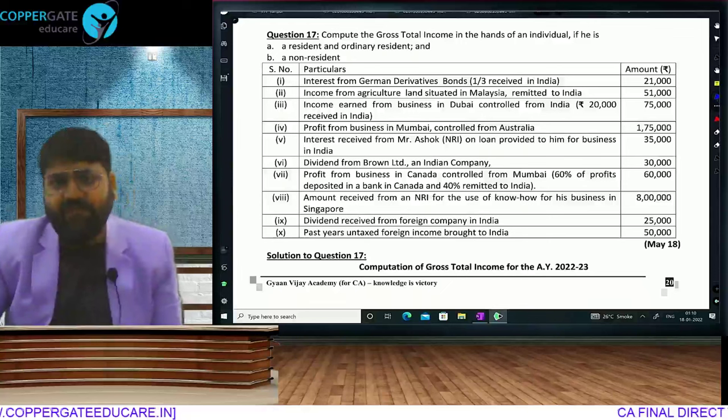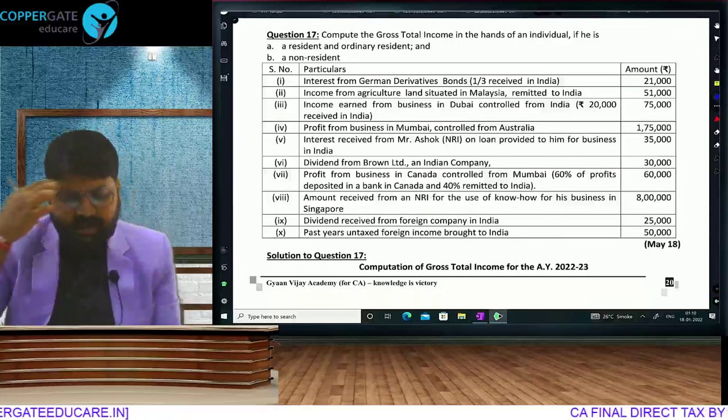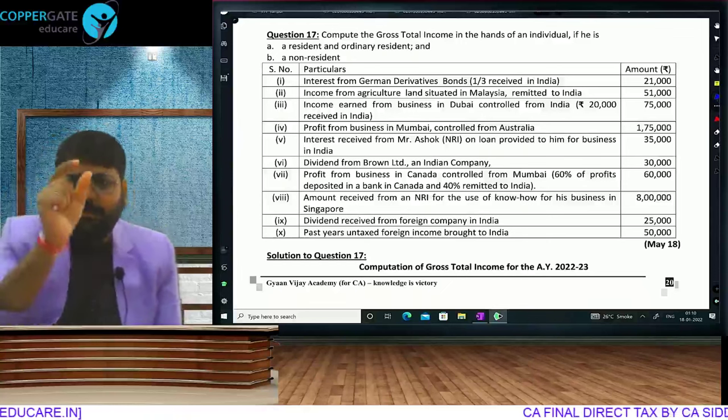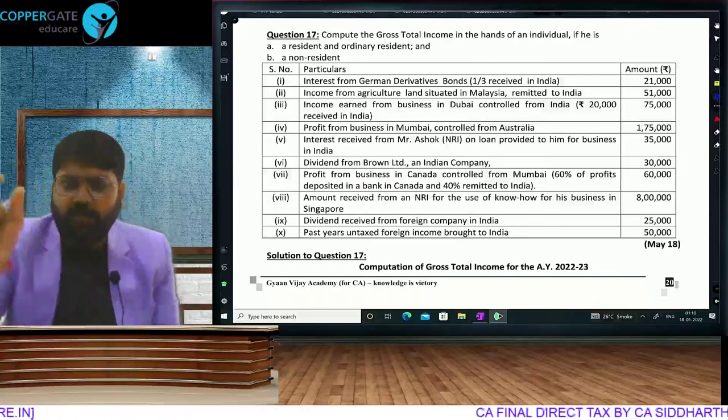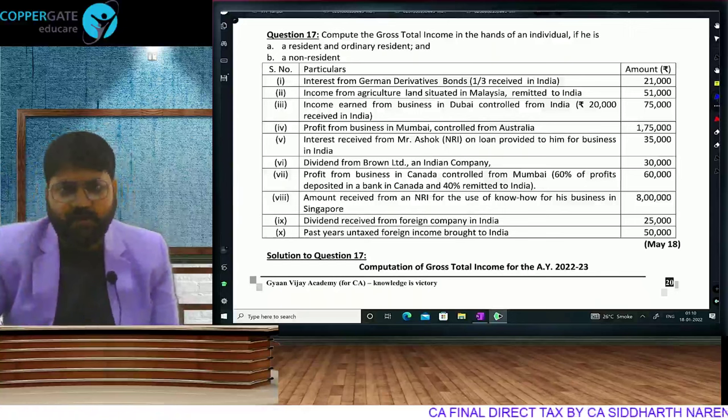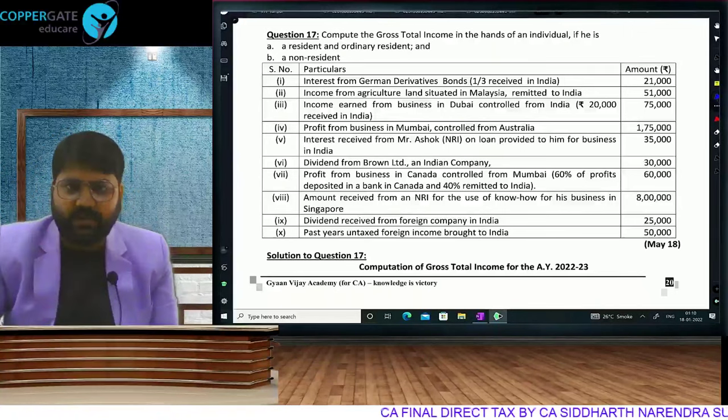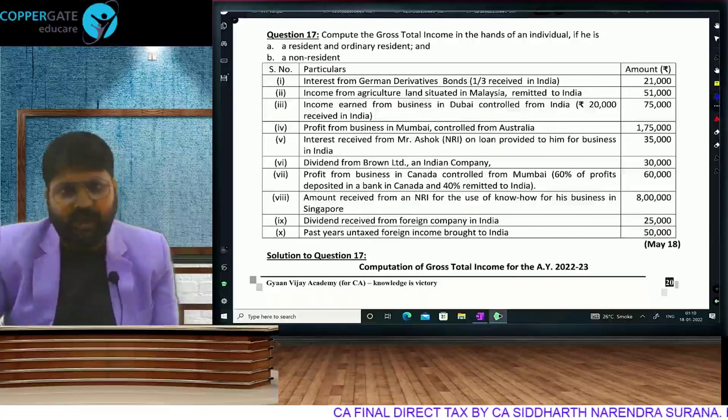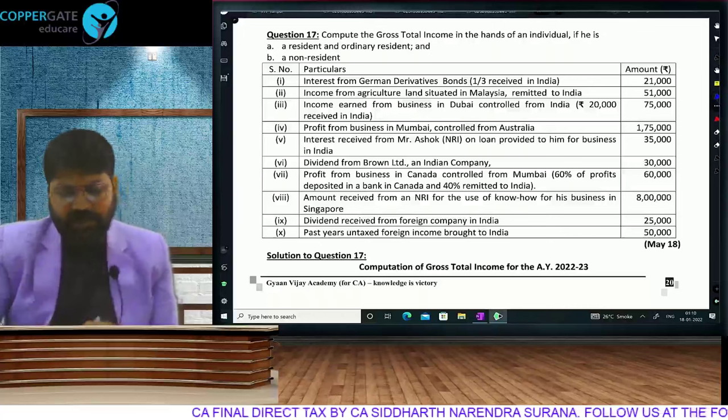Today, we did a very, very big question, question number 9, where we discussed everything in detail about the column of ROR, about the column of RNOR, about the column of non-resident. Did we do question number 9 today? Yes. In detail we discussed every income and the taxability of every income? Yes, okay. A similar question we have.